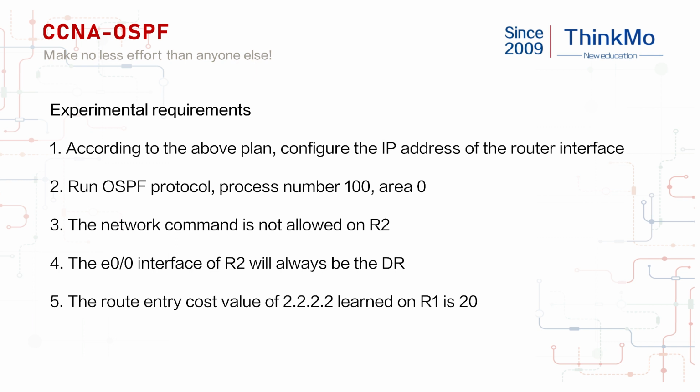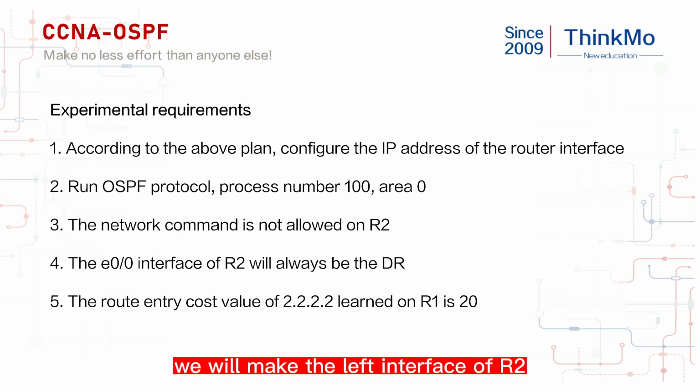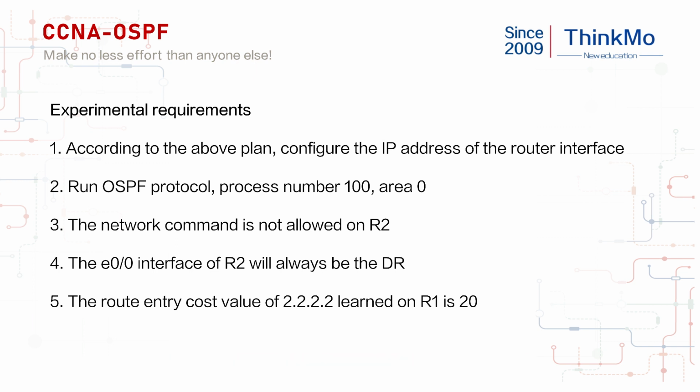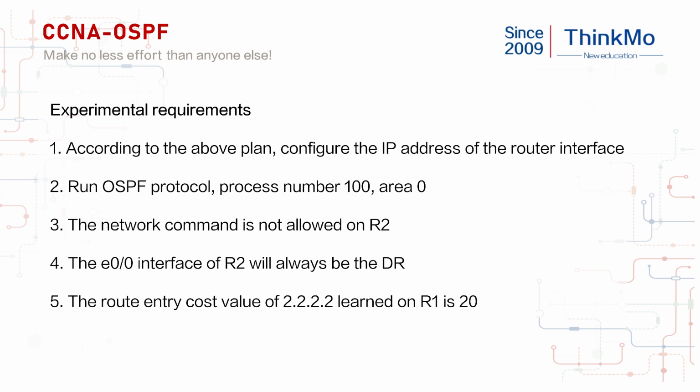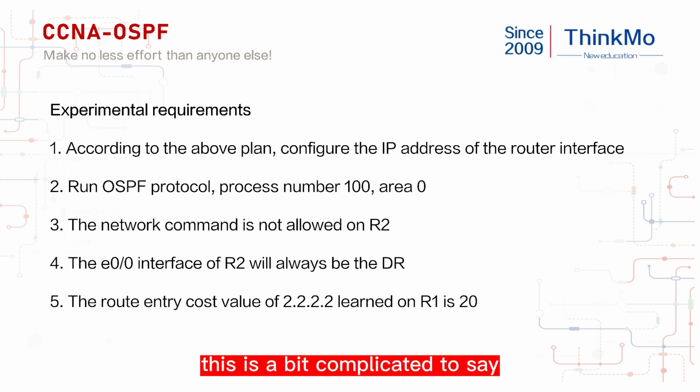After that, we will make the left interface of R2 become the DR forever. Then we thought, the priority can be modified. And the last requirement: the routing cost of 2.2.2.2 learned on R1 is always 20. This is a bit complicated to say, so let's take a look.